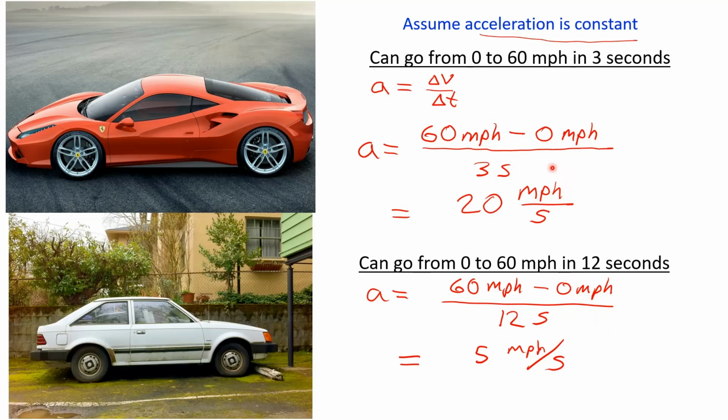The Ferrari apparently has 4 times the acceleration. So even if you're restricted to the same top speed, the Ferrari is going to get you to that top speed much faster, so you're still going to go places faster.